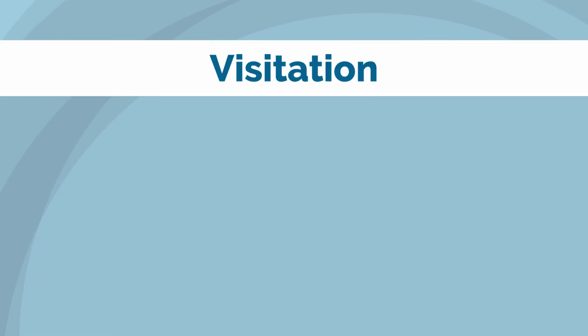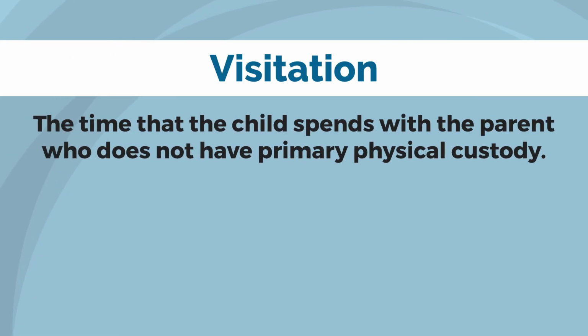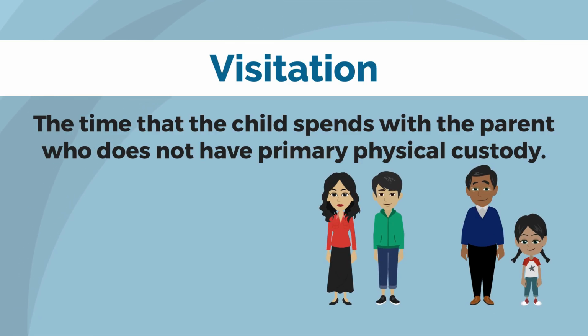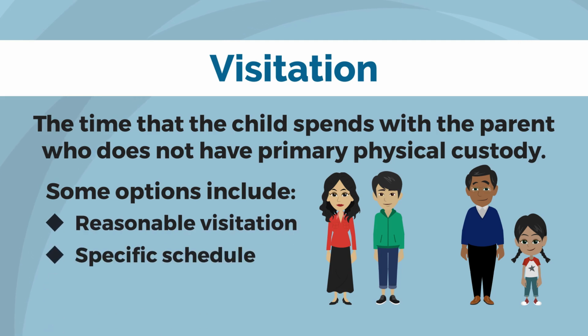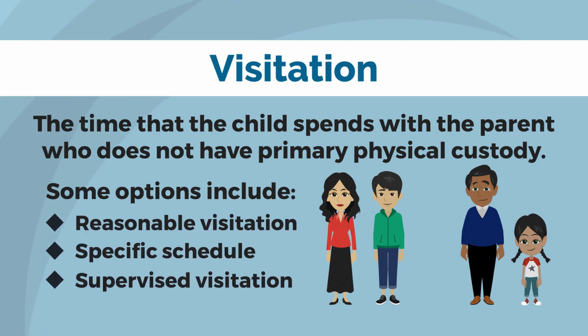Visitation is the term we use to define the time that the child spends with the parent who does not have primary physical custody. Visitation is a form of physical custody because it defines the days and times that the child will physically be with the other parent. Some options include reasonable visitation, a specific schedule, or supervised visitation.